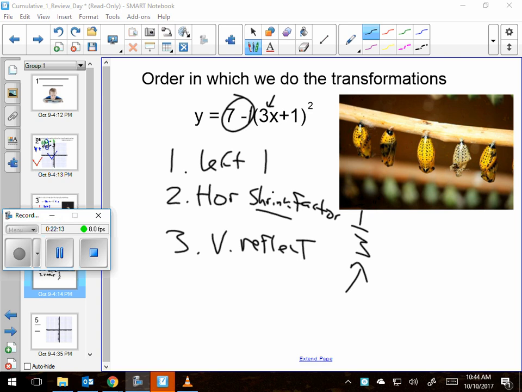And it's up 7. Some kids go, but isn't it a -7? Look at it. Is it a -7? No, the negative is after the 7. That means the 7 isn't negative. All right, good. How many of you would have had that spot on? All right, sweet. Don't have to worry about that anymore.